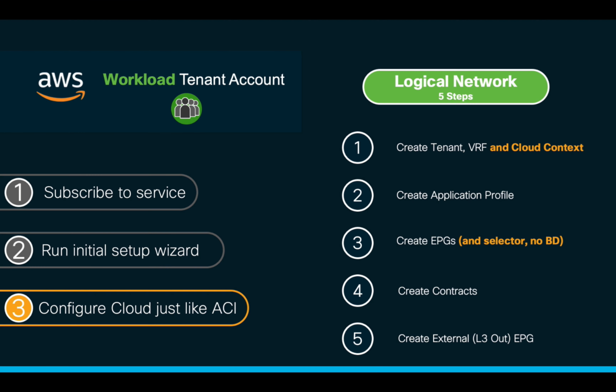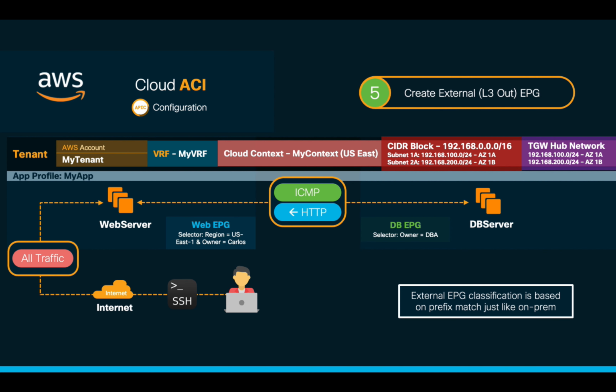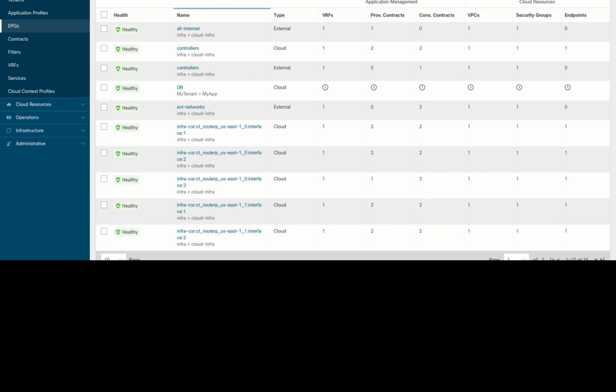We will skip the contract part for now, and we will create our external EPG representing the internet, since we want to have access to the web servers directly from my laptop. Just like on-prem, remember that in Cloud ACI, we need to classify external EPGs with selectors as well. So we will create our internet external EPG with a selector matching 0.0.0.0/0 for such purpose. Let's go ahead and do it now.